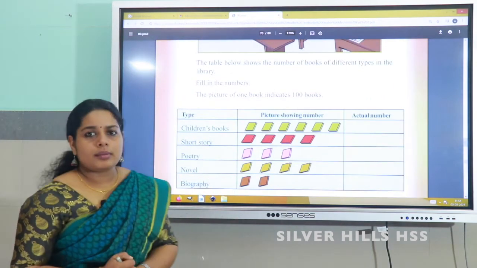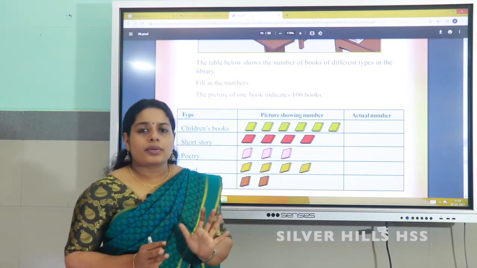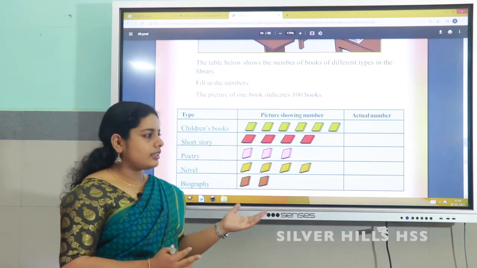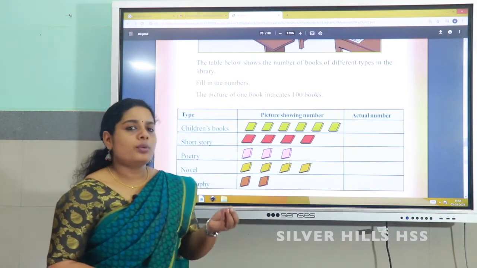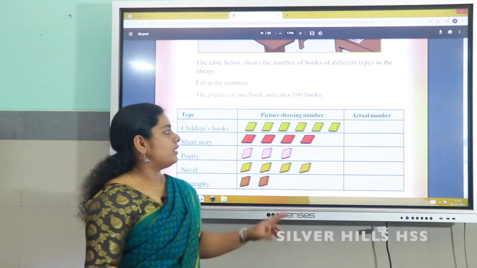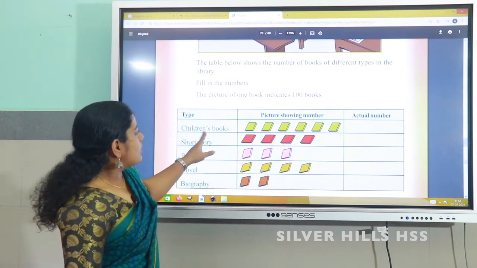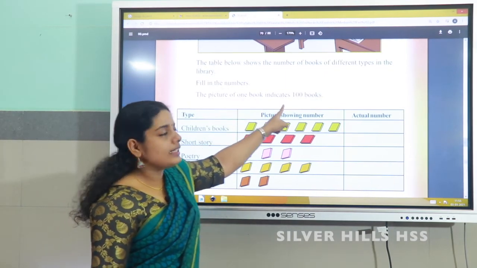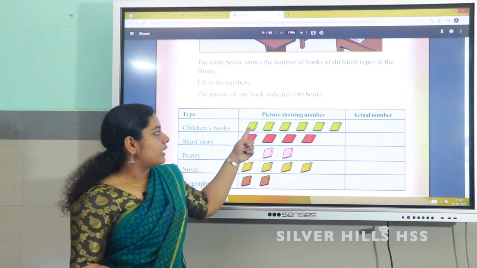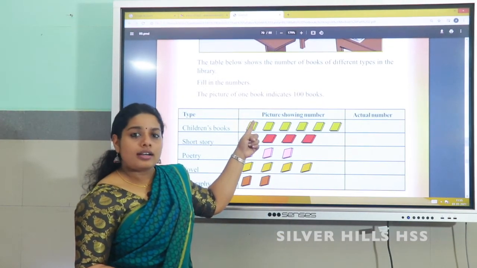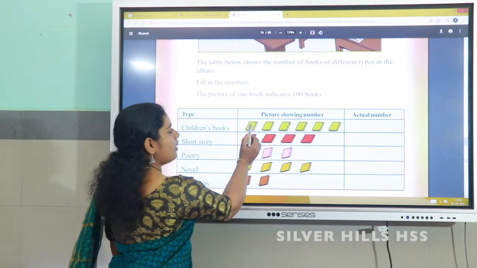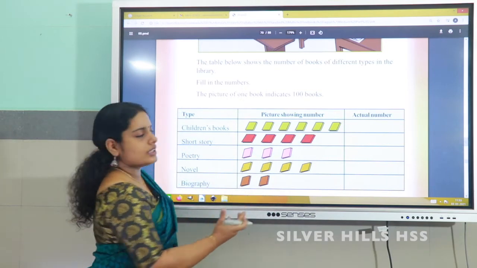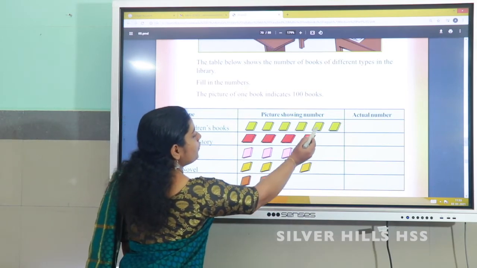This is an important part in this chapter, that is pictorial representation of the given data. You will be given some data, either number of books or something, and you have to represent it using pictures. This is it, that is children's books. These are the children's books, and we are told that the picture of one book indicates 100 books. That means one picture of one book indicates 100 books. So, this is 100 books. Now, if you are adding all these, how many hundreds do we have? Just see, 1, 2, 3, 4, 5, 6.